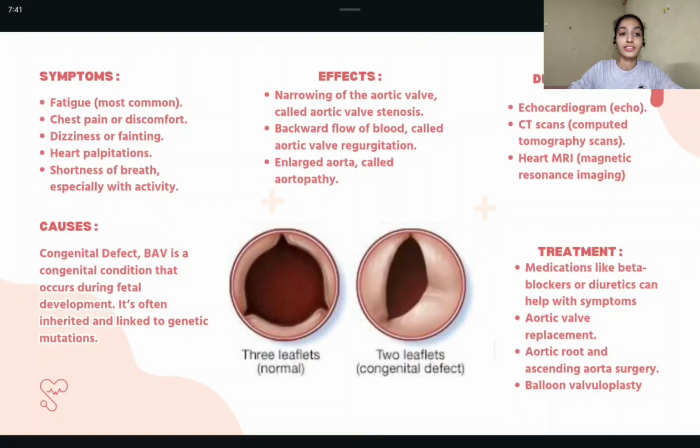The last one is the enlarged aorta, also known as aortopathy. An enlarged aorta increases the risk of a tear in the lining of the aorta, and this tear is called an aortic dissection.